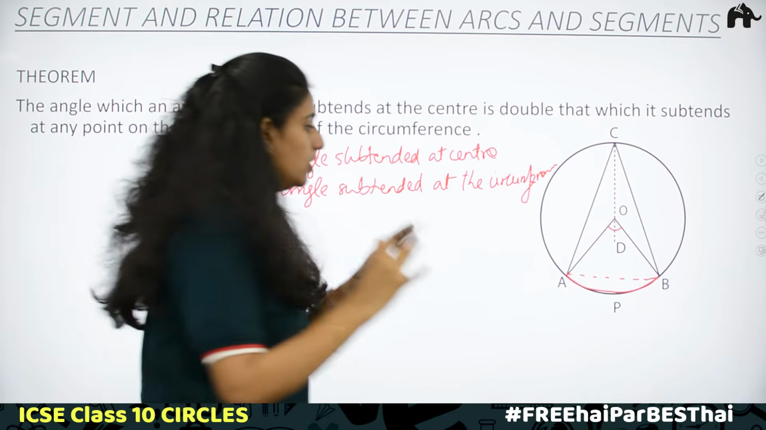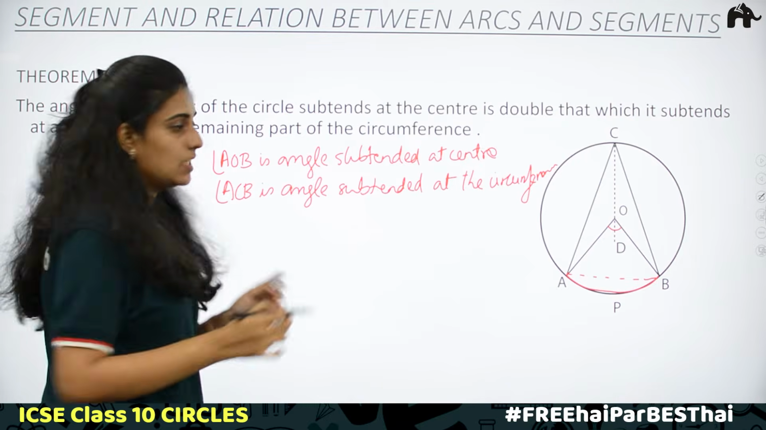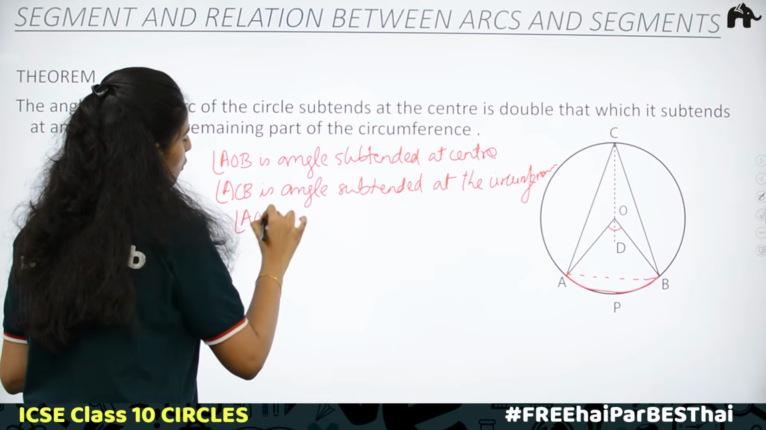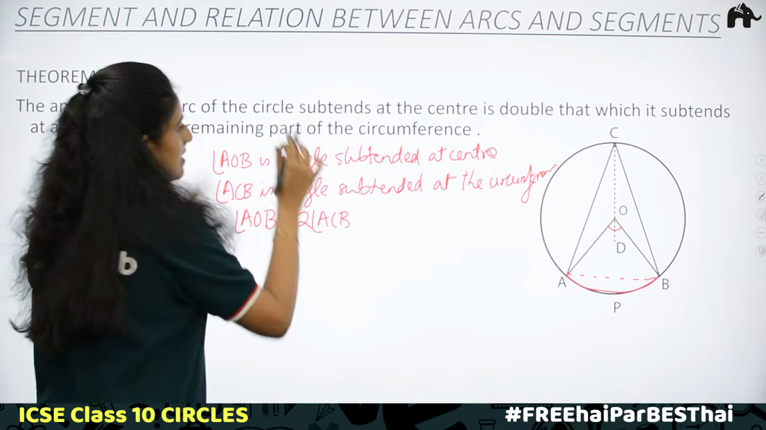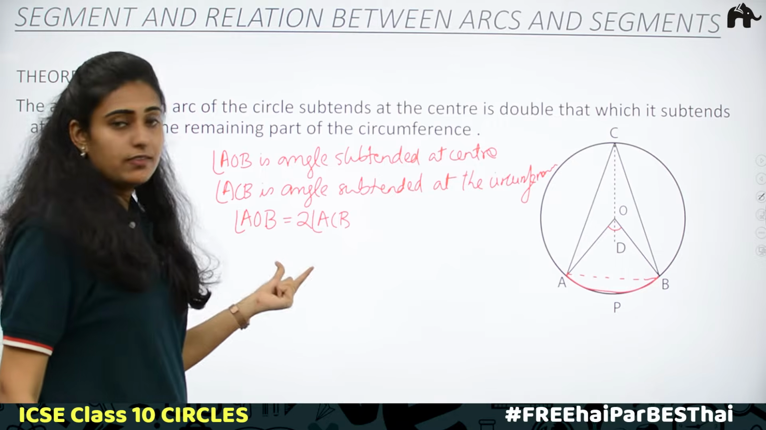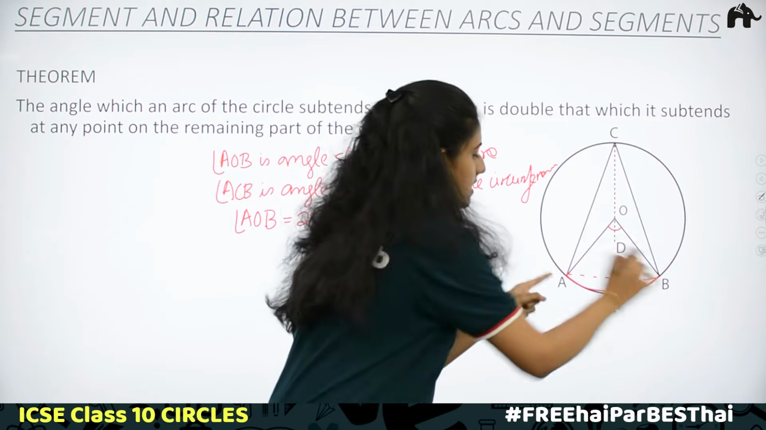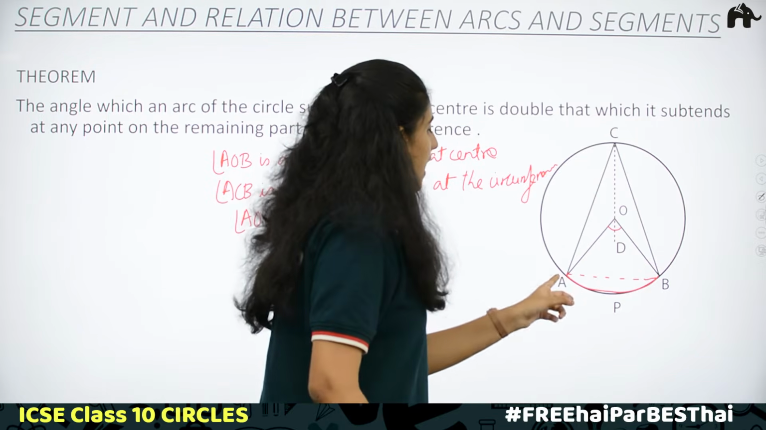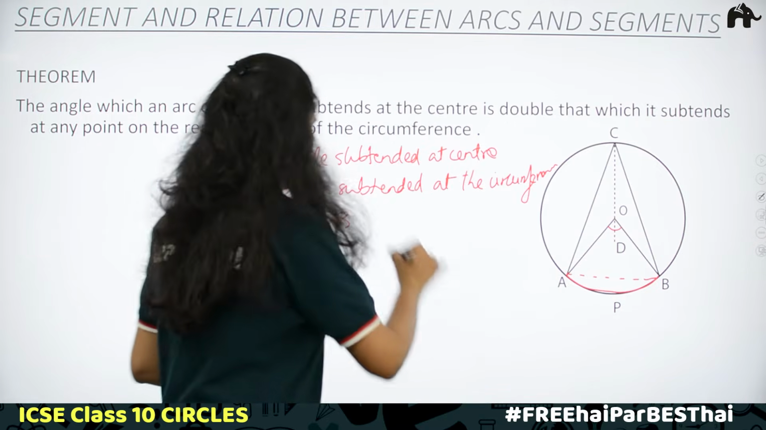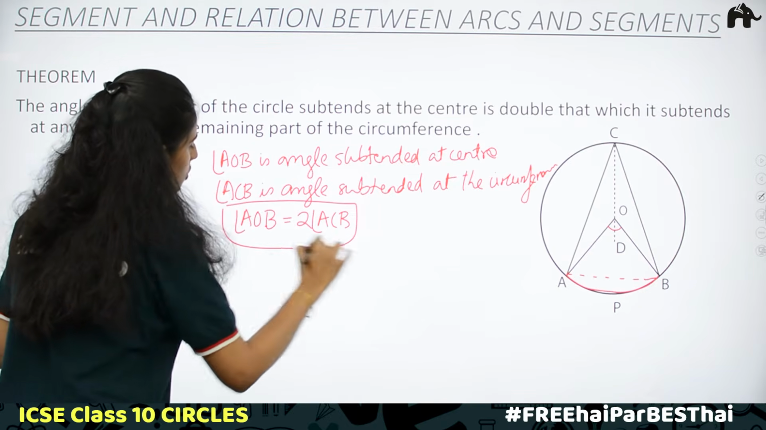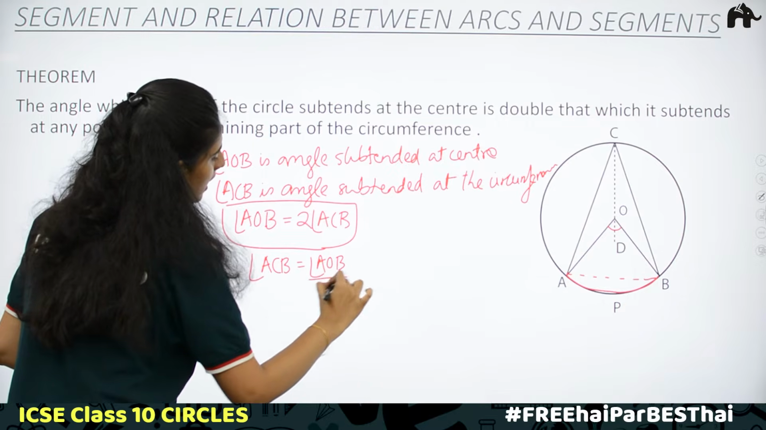Now, we are going to relate AOB and ACB. There is a relation between them. Angle AOB will always be 2 times angle ACB. This is what the statement means. AOB is the central angle, the angle subtended at the center, and ACB is the angle subtended at a point which lies on the circumference of the circle. Clear? So, this is the relation. If you want ACB, then angle ACB will be equal to AOB divided by 2.